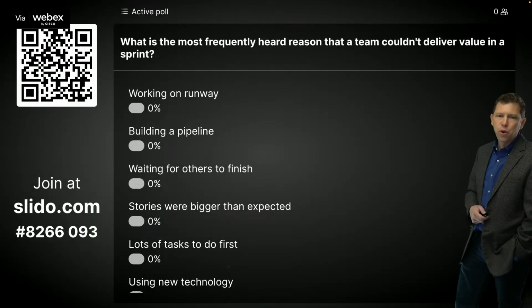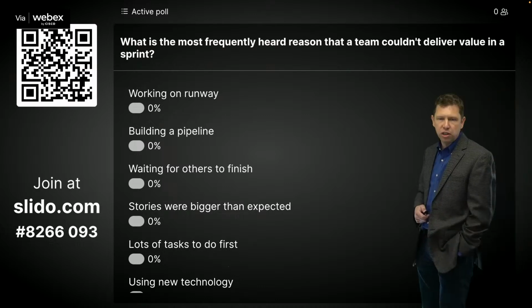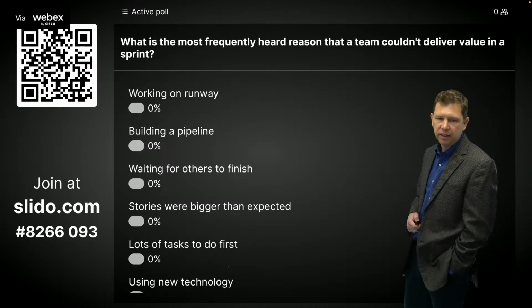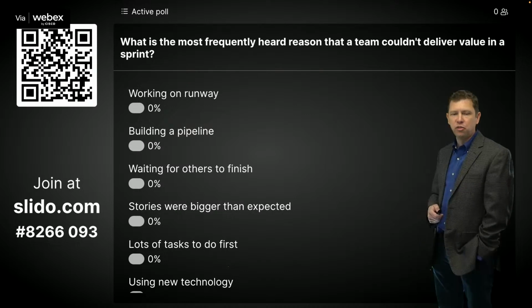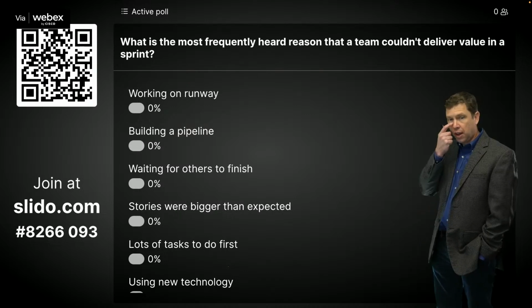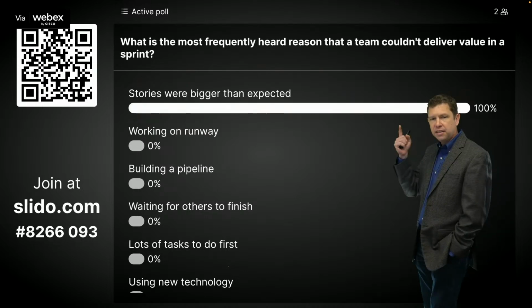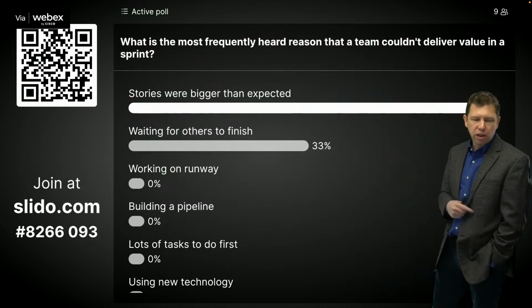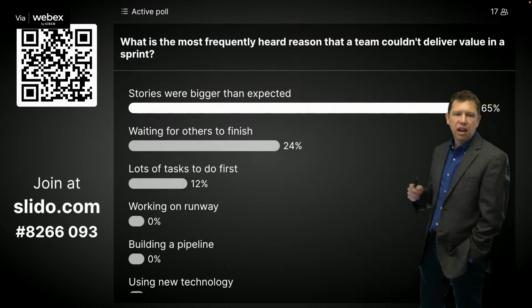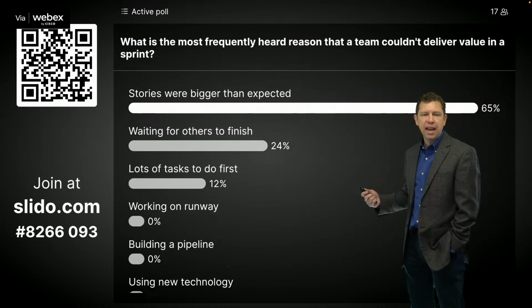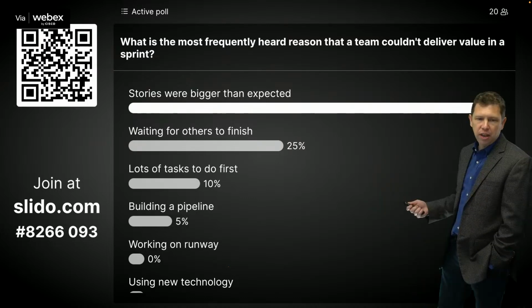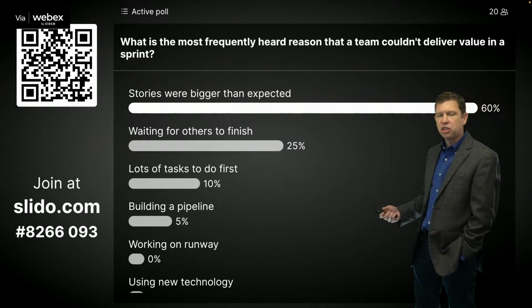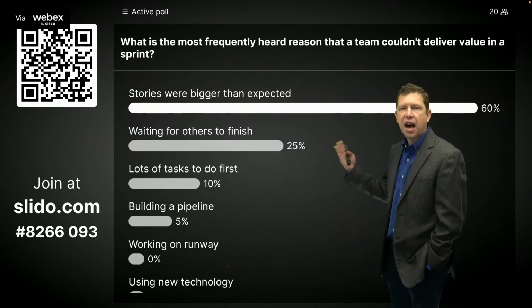So, what is the most frequently heard reason that a team couldn't deliver value in a sprint? Just think about that and say, is it stories were bigger than expected? That's something I've heard. Waiting for others to finish. Working on runway, lots of tasks to do first. Building a pipeline. Using new technology. So these are all things that I have heard.